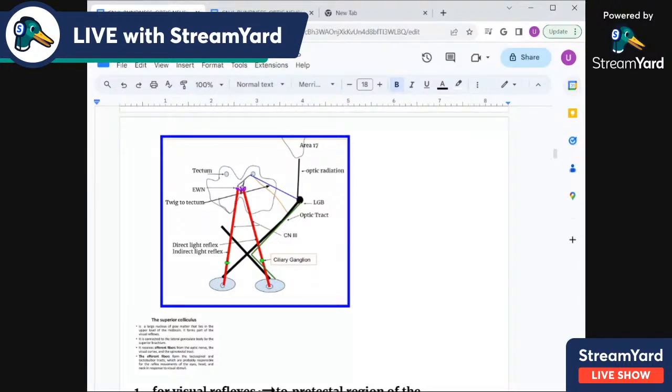We'll do the abnormal pupillary light reflex later on in the program. What about the pupillary dilator? The pupillary dilator, the radial fibers, are supplied by the cervical sympathetic ganglion. They cause flight and fright reactions. So this is how pupillary constriction and dilatation occurs.